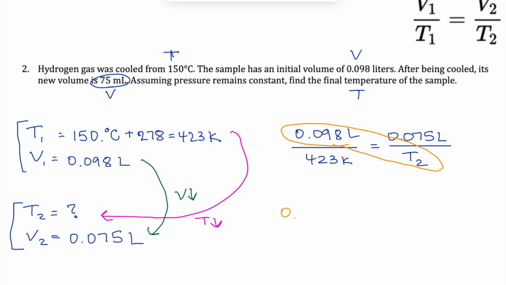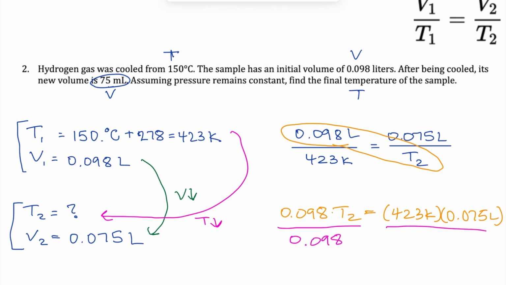We would have 0.098 times T2 equals that 423 Kelvin times 0.075 liters. If you want, you can go ahead and multiply those out, or we can just go ahead and get that T2 by itself. Let's divide both sides by 0.098. And that 0.098, I dropped the unit, but that has liters on it, so our liter units cancel, and then we can get that T2 value.